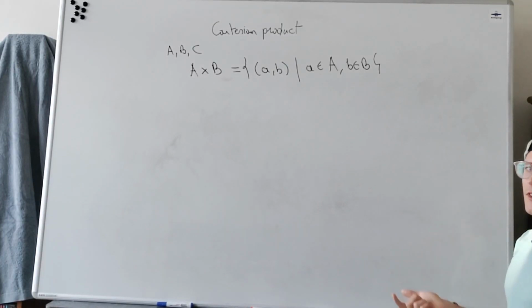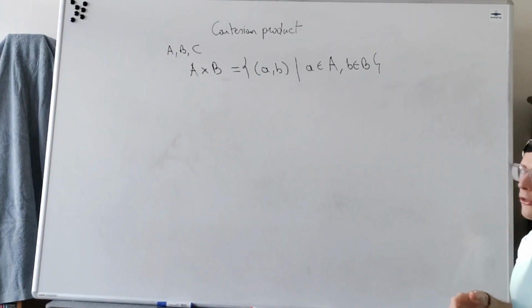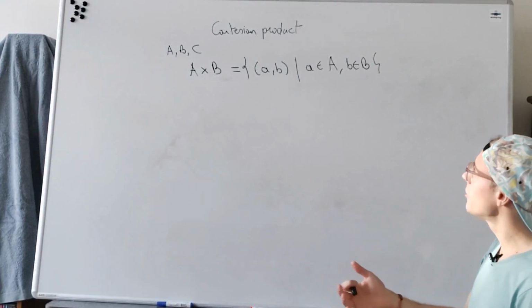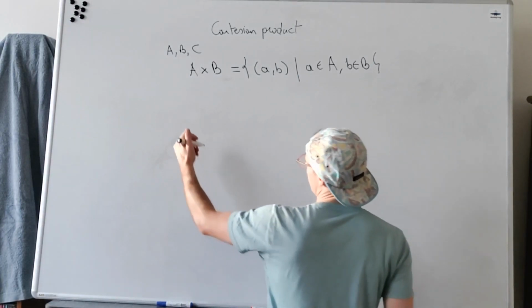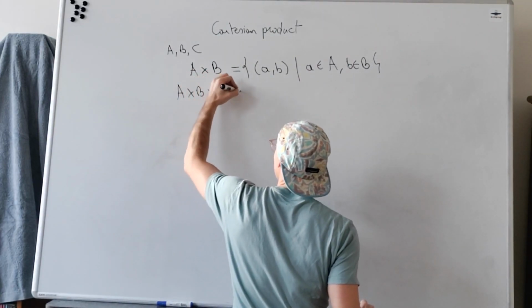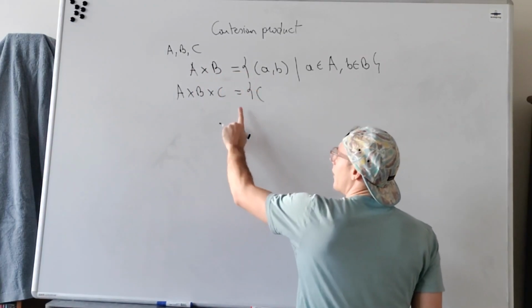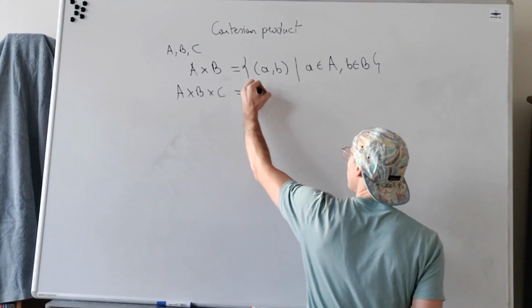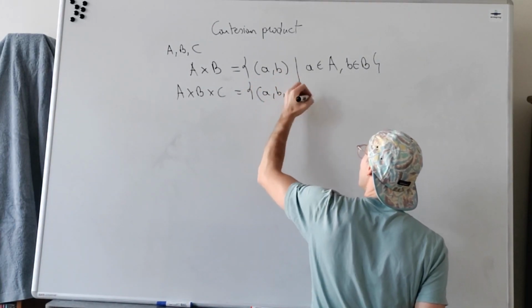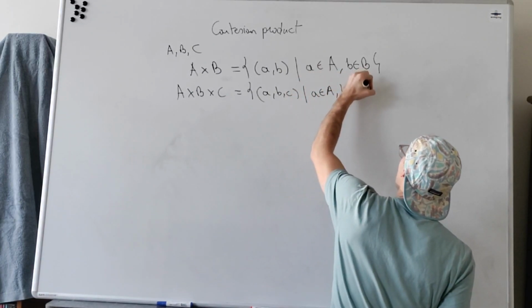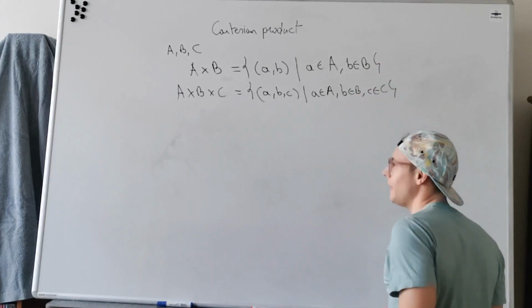Just as with rational numbers, you can add multiple rational numbers, you can multiply multiple rational numbers, you can also take a multiple product, a Cartesian product of more than two sets. Yes, you can look at the Cartesian product of A, B, and C. So there are three sets here. The elements will be triples (a, b, c) for which it holds that a is an element of A, b is an element of B, and c is an element of C.